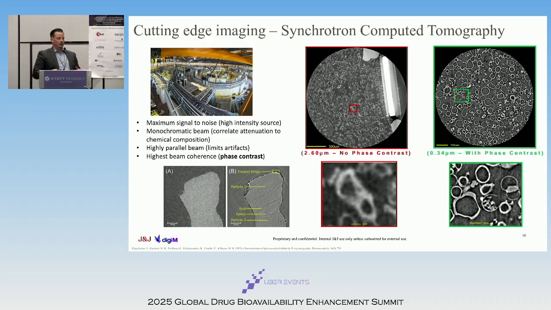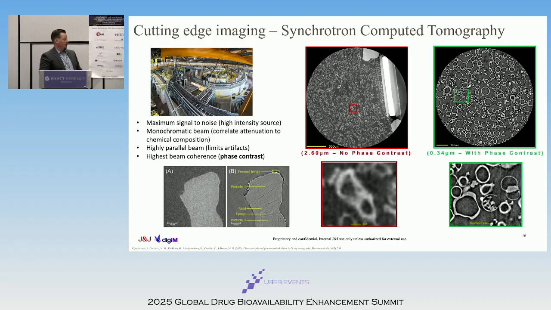I mentioned before the main driver of contrast in these other images was material density. With phase contrast, leveraging that really coherent monochromatic beam, we can leverage even slight differences in the refractive index of materials. So even if we have things that are very similar density, if there's just a slightly different refractive index, we can do a phase reconstruction.